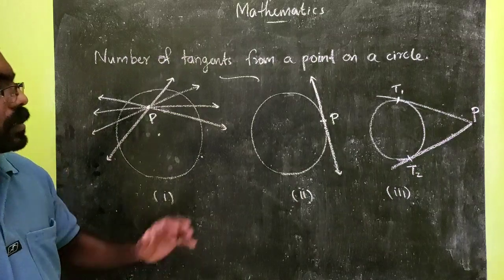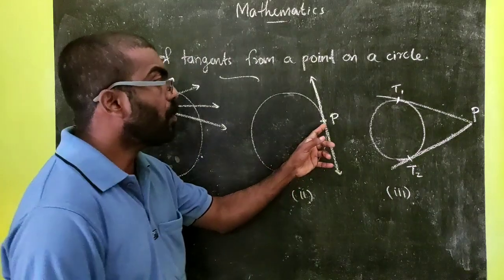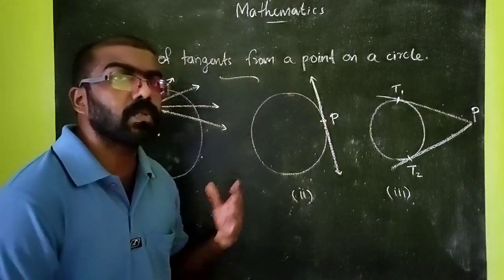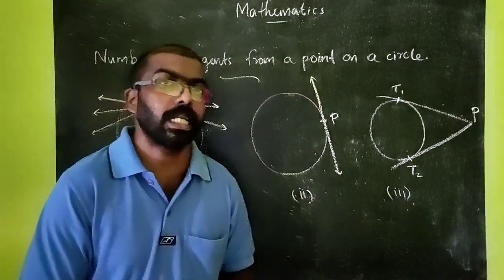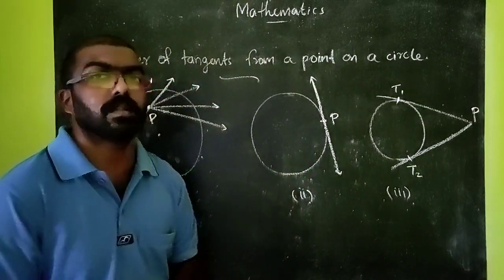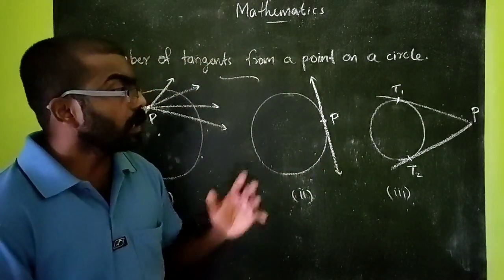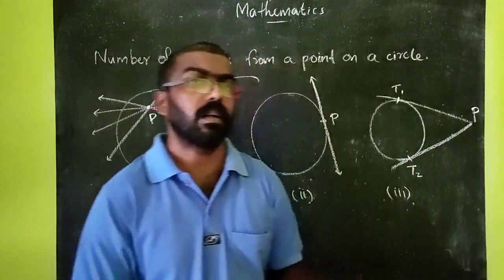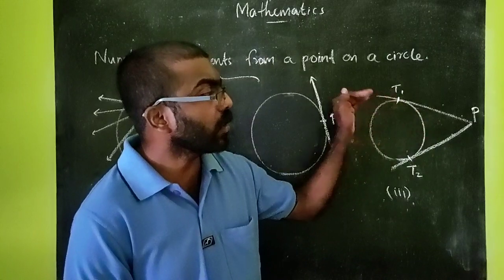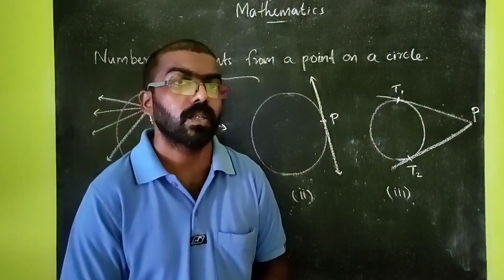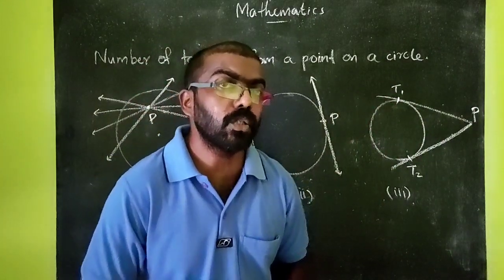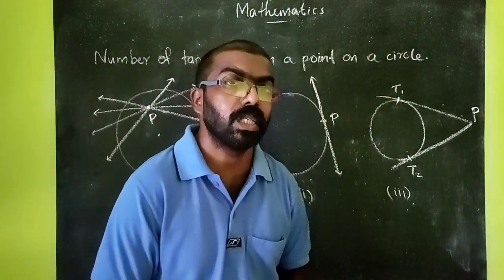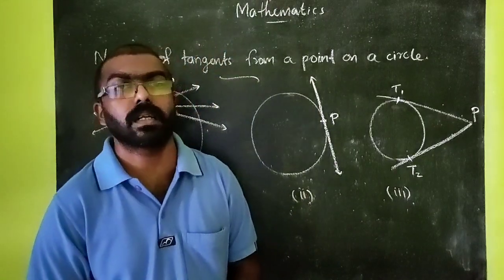Clear? And the second one is, P is a point on the circle. There is one and only one tangent to a circle passing through a point lying on the circle. And the third one is, here the point P lies outside the circle, and from that point we can draw 2 tangents. So what we can conclude, there are exactly 2 tangents to a circle passing through a point P which lies outside the circle.